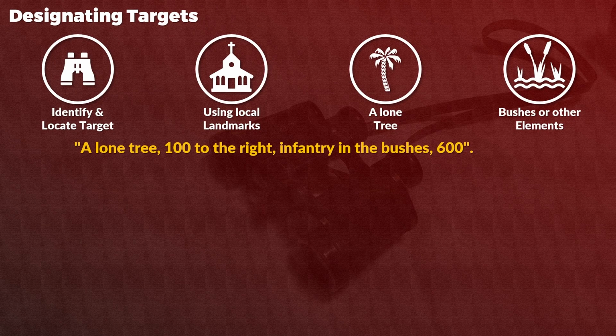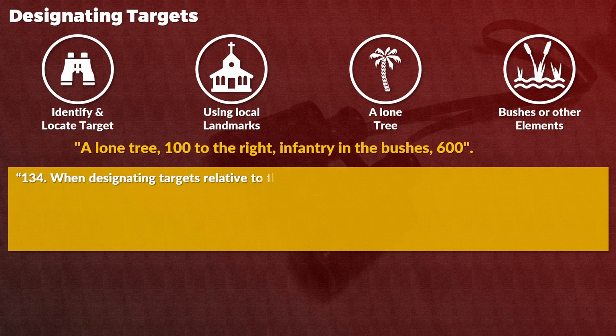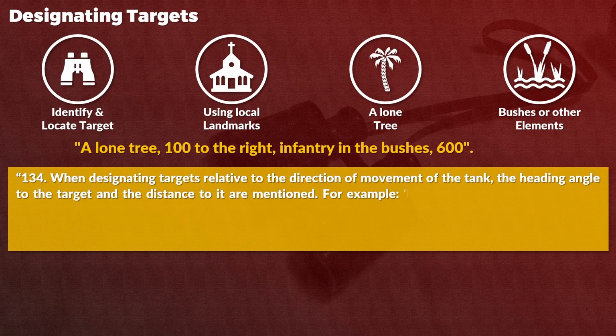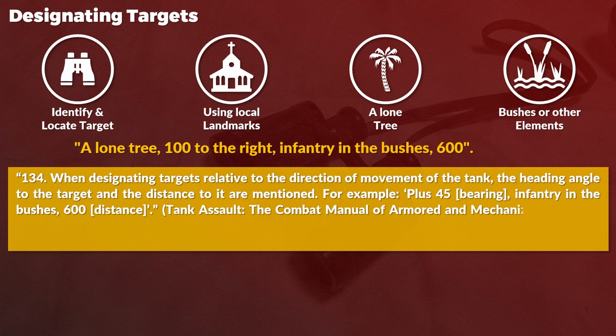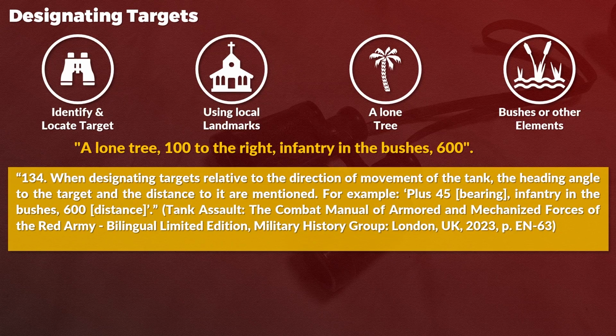There are also instructions relative to the movement of the tank. When designating targets relative to the direction of movement of the tank, the heading angle to the target and the distance to it are mentioned. For example, plus 45 bearing, infantry in the bushes, 600 distance. In order to designate the targets more easily, the tank commander had a panoramic and a periscope sight.